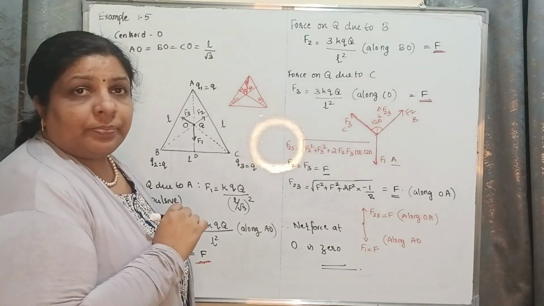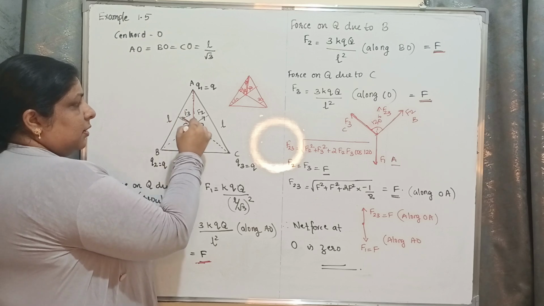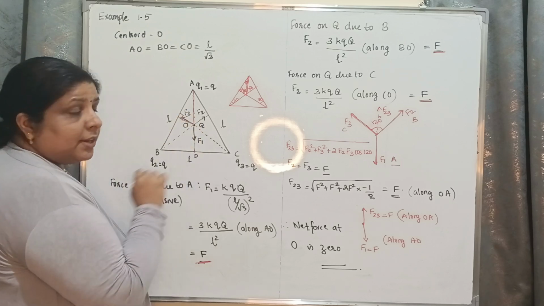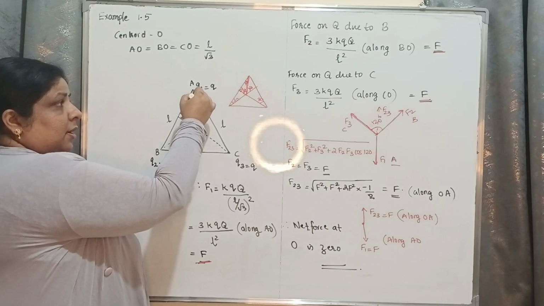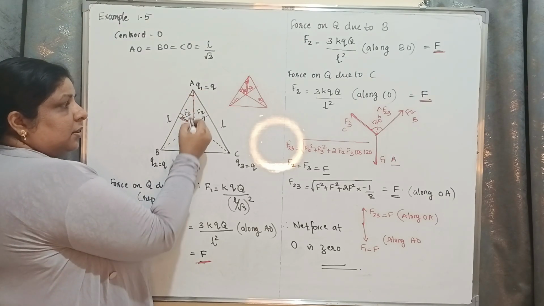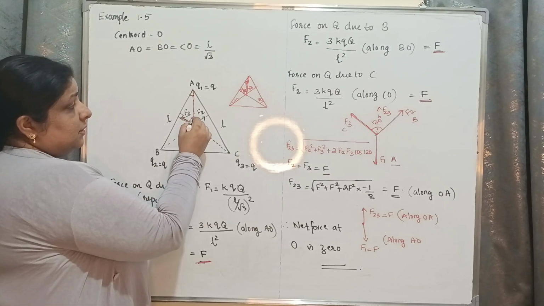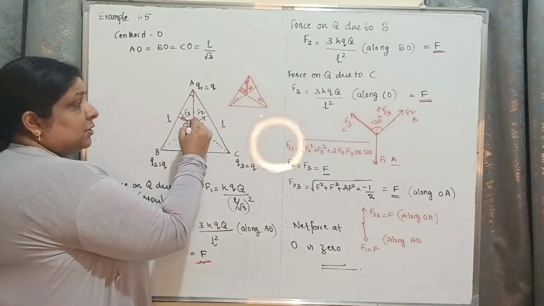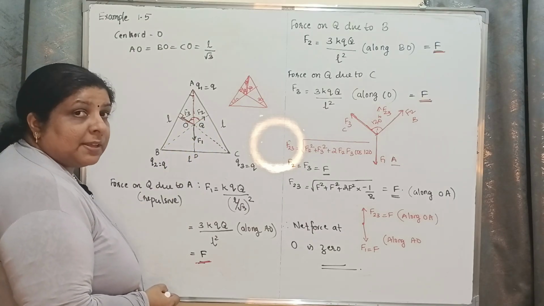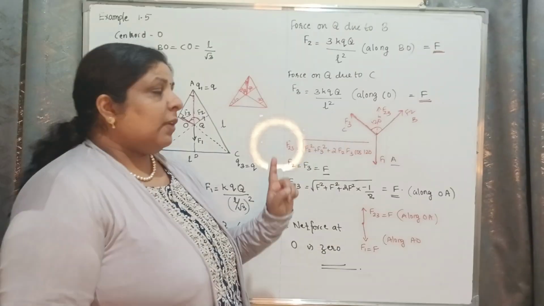Understood the concept? Just check. Think about this particular triangle. This angle is 90 degrees at the centroid, and this will be 30 degrees. So by the angle sum property, 90, 30, the third angle should obviously be 60. So this is 60, and this is also 60. So what is the total angle between force F2 and F3? 60 plus 60, 120. So you got this angle as 120.